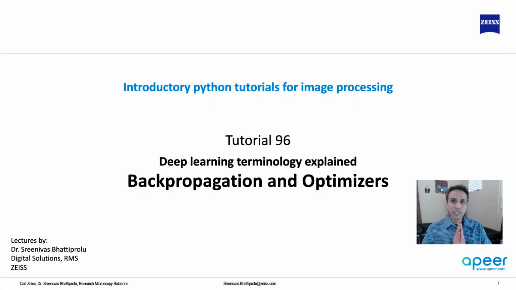Hi everyone, welcome to these Python tutorials where we are putting special focus on image processing related tasks. In the last couple of videos, we have been looking at various terminology that gets used as part of deep learning. In the last video, we looked at loss functions, and in the one before that, we looked at scaling. And in this video, let's focus a bit on backpropagation and optimizers.